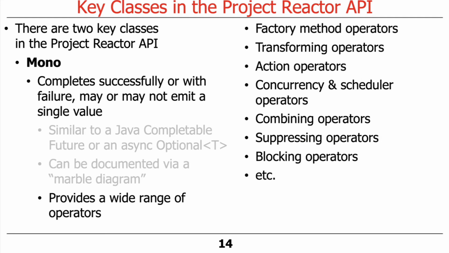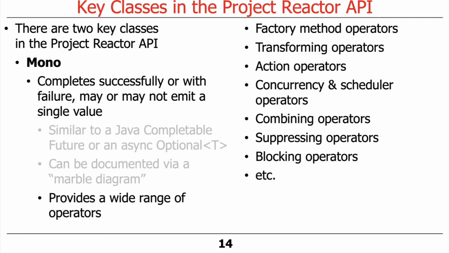There's a lot of operators that are defined as part of monos. There's factory methods that convert typically non-reactive things into reactive things. There's transforming operators like map that make some conversion. There's action operators that have side effects. There's concurrency and scheduler operators that will be used to run things in the appropriate threads.